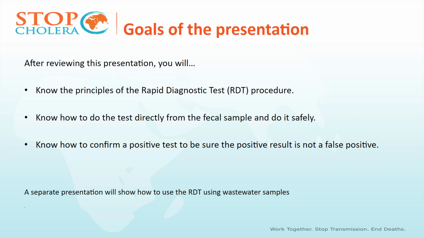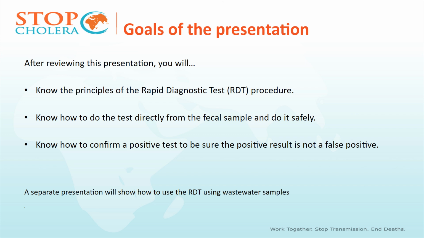After studying these slides, we believe you should know the basic principles of the test so you will understand how the test works. Next, we want you to be able to safely perform the test with a stool sample of a patient suspected of having cholera. If the result of the test is positive, we want you to be able to confirm this result to make sure it is not a false positive result. We will show you how to rule out false positives later in the presentation. Please note that RDTs can also be used to detect Vibrio cholerae from wastewater, but this will be explained in a different presentation.